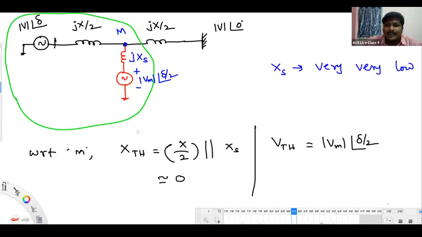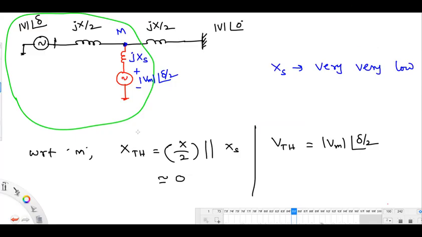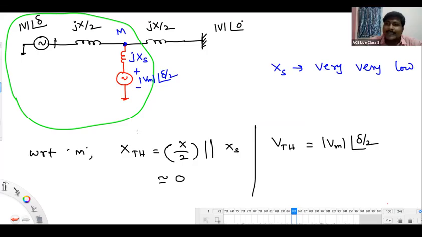dp by d delta is the synchronizing power coefficient. Yes, sir. If that is maintained as high, I will say system stability is high.